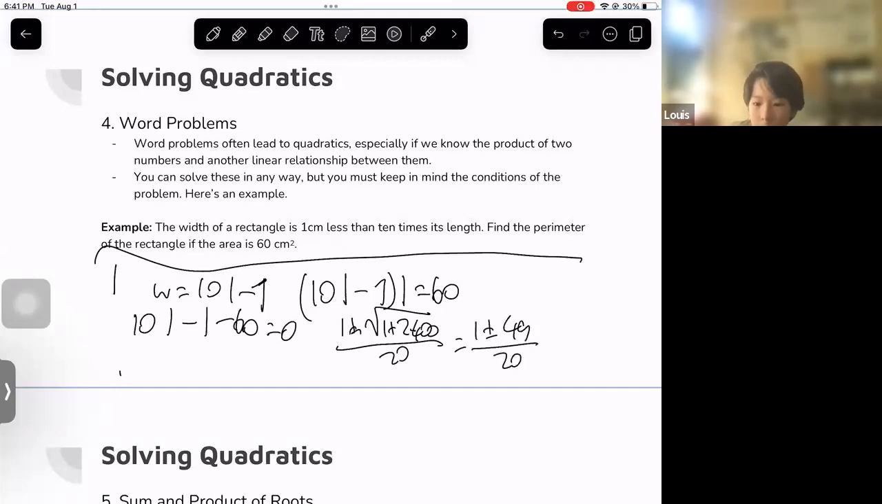But we have a problem here because this is L. Because the length must be greater than 0, so it can't be 1 minus 49. So it must be 1 plus 49. So we can just do this. So we have that the length equals 5 over 2.